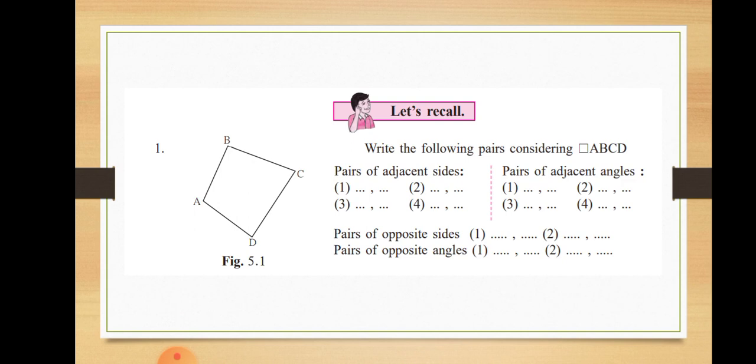Here we know that a quadrilateral is a four-sided closed figure. So according to this definition, the square, rectangle, rhombus, parallelogram, trapezium, isosceles trapezium and kite are all known as quadrilaterals. These are the types of quadrilaterals, and each and every quadrilateral has its own property.